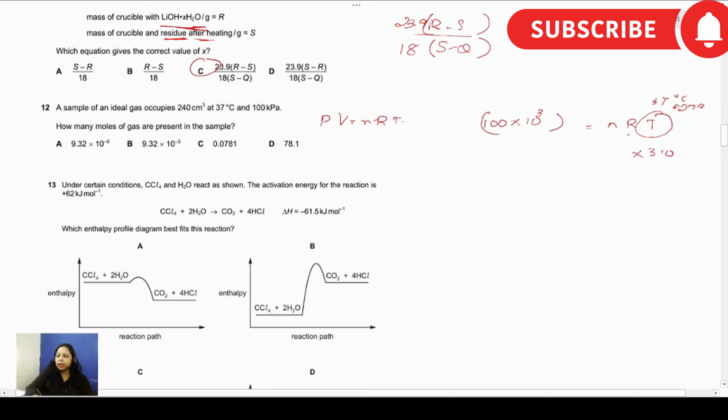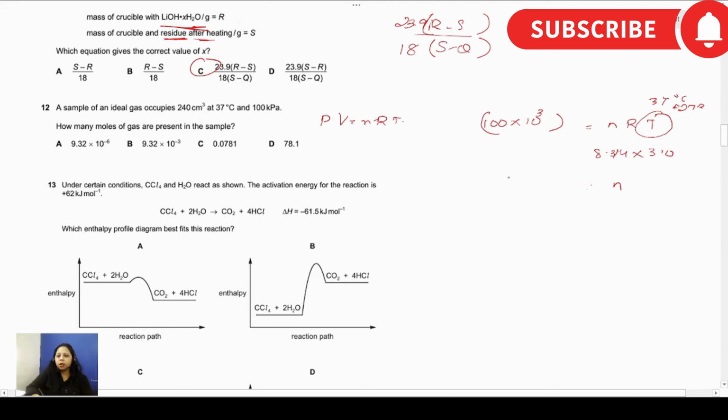And this constant is 8.31 times 10 raised to power something. So the value of R is 8.314. So what we do now, n is equal to PV divided by RT.